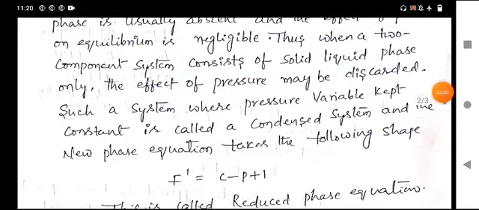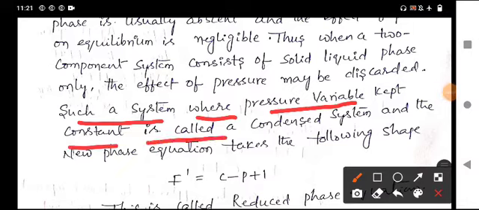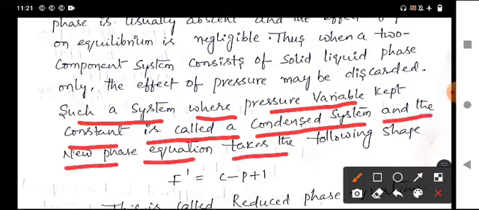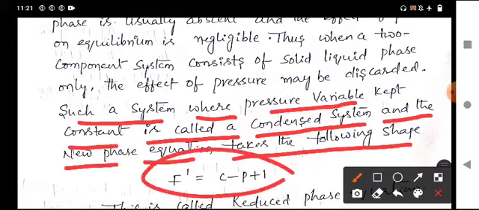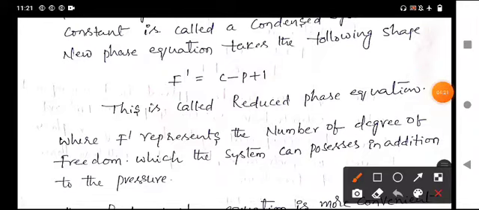Such a system, where the pressure variable is kept constant, is called a condensed system, and the new phase equation takes the following shape: F prime is equal to C minus P plus 1. This is called the reduced phase equation.